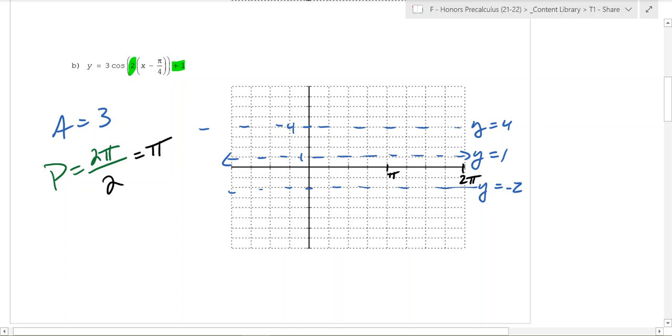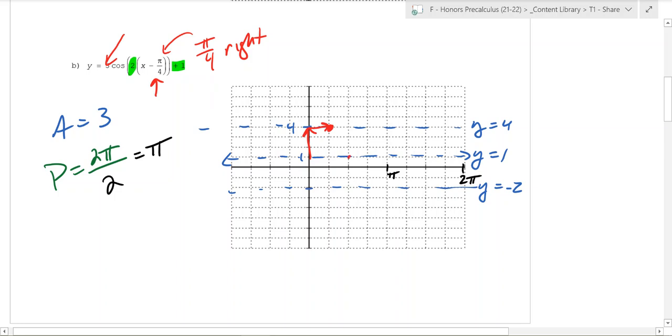So we know it's going to start cosine. When you have it at 0 here, you also have to keep in mind that this right here means it's pi over 4 to the right. So cosine usually starts at 0, 1 at the top. So now we know it's going to start 3 up from that and pi over 4 to the right. It's 3 up because of the stretch, and it's pi over 4 because of that.